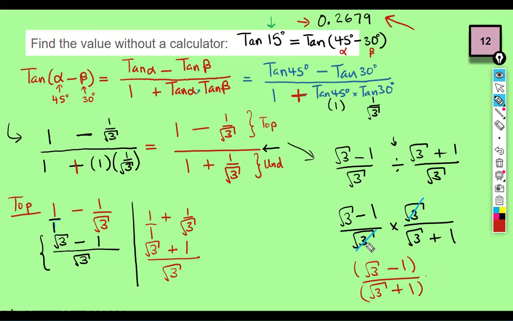0.2679. Right? Right. To me, I think the examiner would prefer this. He would prefer that.